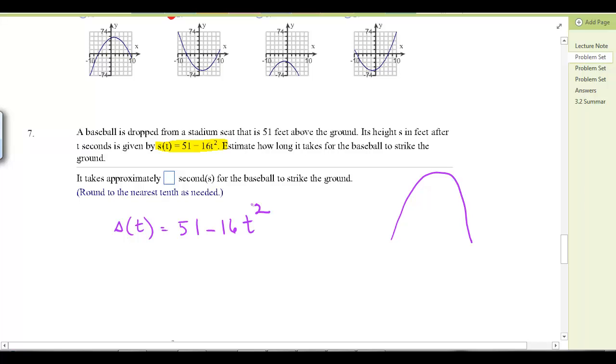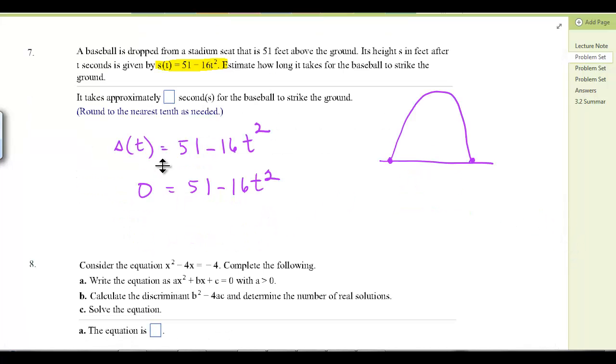So think about it: t is time, s is the height. Well, we're talking about when it is on the ground. There are 2 times when it's on the ground. But what's the height there? The height is 0. So put 0 for the height. And let's solve that. This looks like one that we would solve with the square root property.